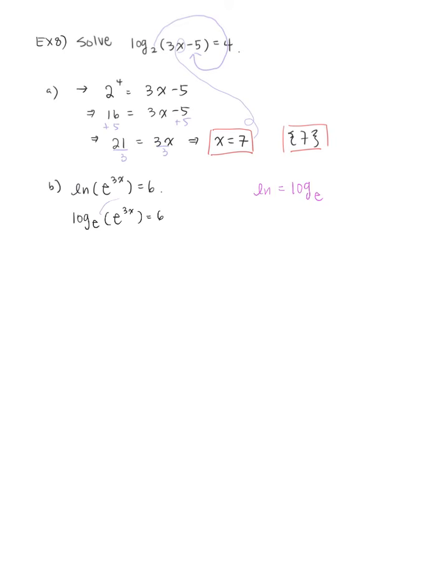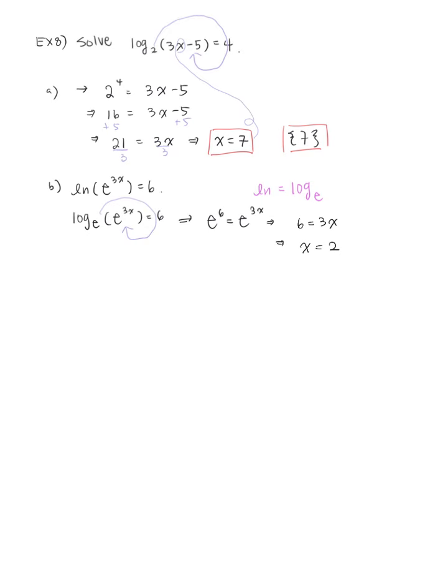So then if I loop around, what am I going to get? e to the 6 equals e to the 3x. So this implies that we got e to the 6 equals e to the 3x. All right, look, we got the same base, so all you have to do is equate the exponents. So this implies that 6 equals 3x, so that implies that dividing by 3, x must be 2.